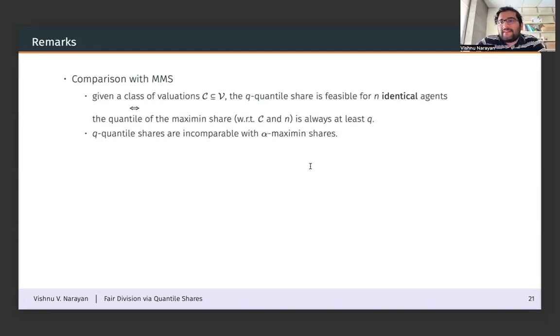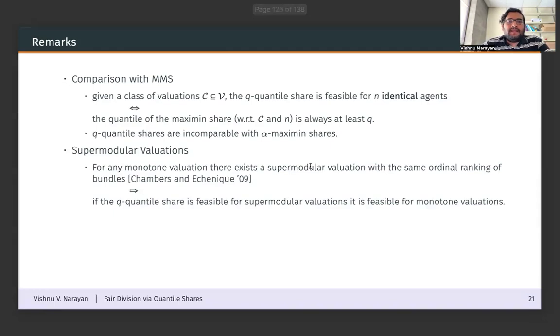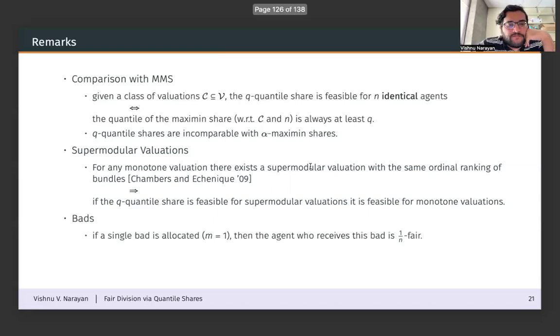So one may think that we're able to show some conjectured proof that the Q quantile is feasible for monotone valuations, a lot of evidence for it, because the Q quantile share is weaker, but this is not true. There are many instances for which the Q quantile share is stronger than the alpha maximum share for any constant factor alpha. And then it's also known that supermodular valuations capture all of the hardness of this problem. So if the Q quantile share is feasible, then it's feasible for monotone valuations.